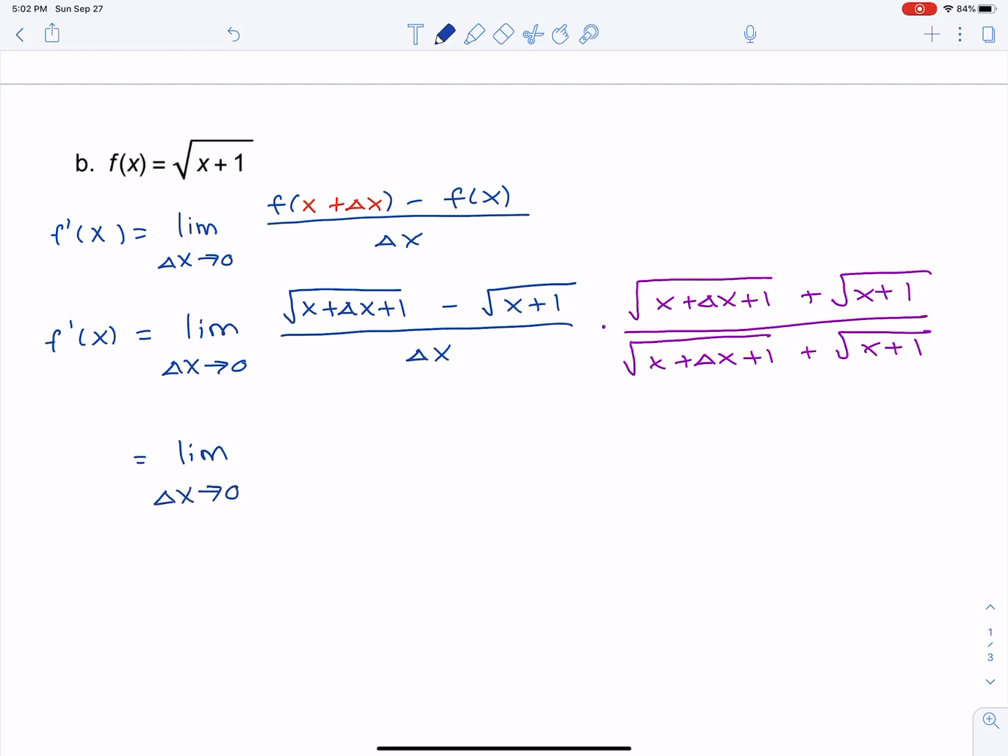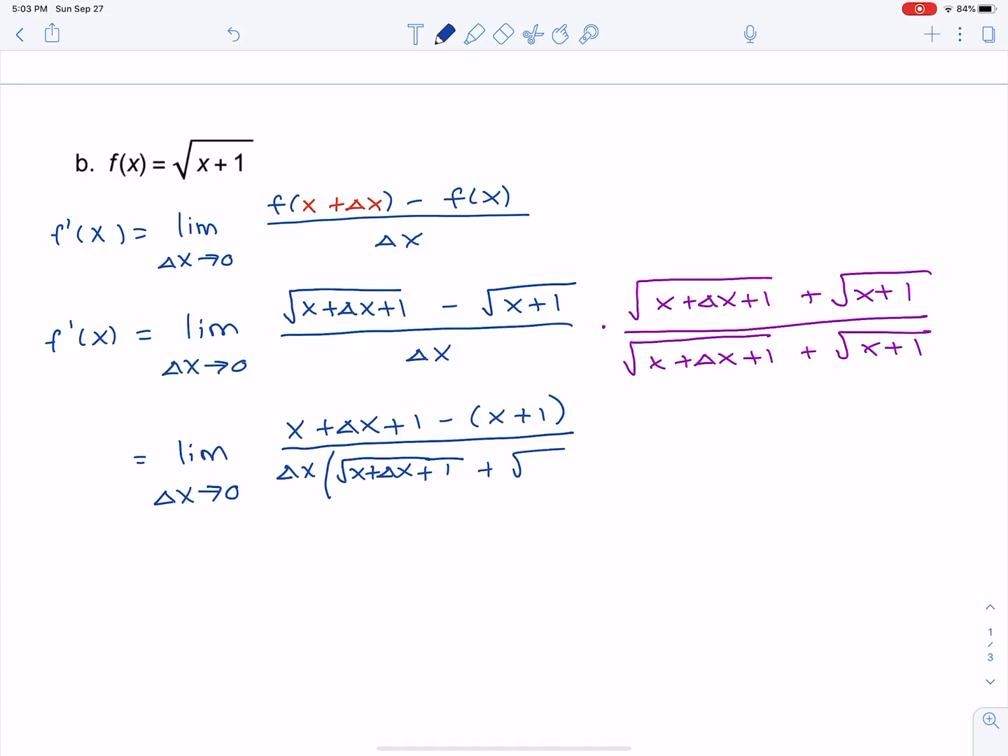We get the square of the first, which is x plus delta x plus 1, minus the square of the second. Again, parentheses are important. I want to make sure that it's minus that second whole term. If I didn't have parentheses there, it's really easy to make a mistake. And then in the bottom, we get delta x times the square root of x plus delta x plus 1, and I'm going to extend that square root, plus the square root of x plus 1. Time to do some algebra.